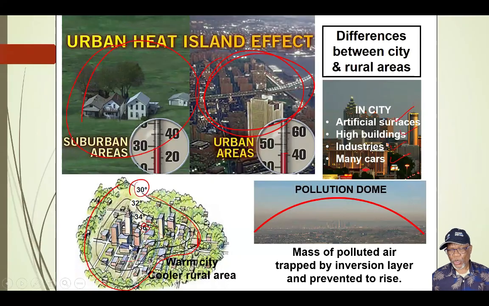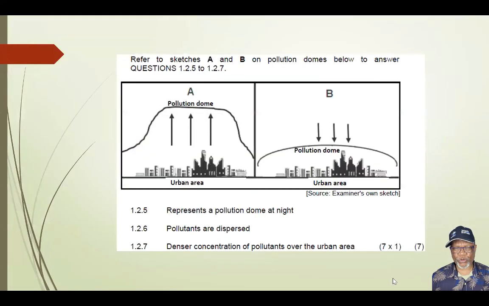And then we have what we call pollution dome. It is easy for people to confuse pollution dome and urban heat island. These are two different things. Pollution dome is the polluted air in the city. You can see there's pollution dome here, polluted air in the city, but heat island is an urban area that is warmer than its surrounding, but pollution dome is a parcel of polluted air in or around the city. So you must know the difference between the two.